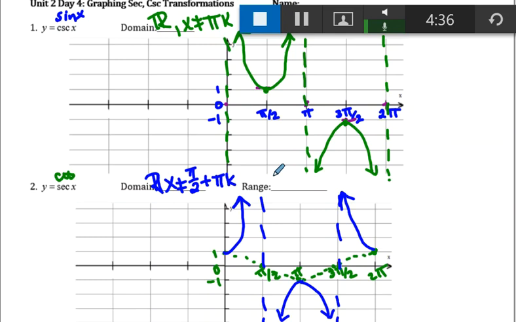And the range is the same as before. Negative infinity to negative 1, and 1 to infinity. And you can go ahead and erase the cosine graph, because that's not really part of the graph.